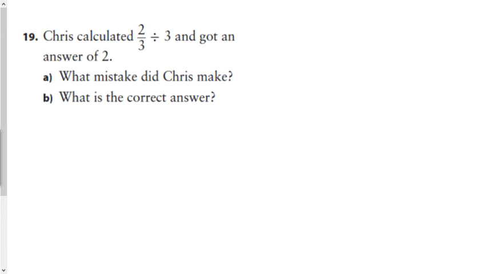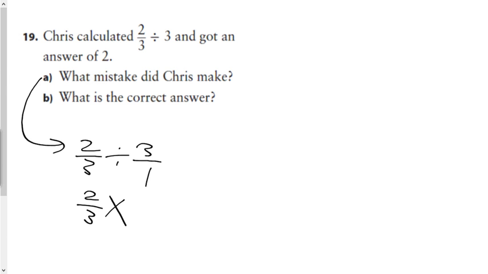Question 19, Chris calculated 2/3 divided by 3 and got an answer of 2. What mistake did Chris make? Well, Chris was kind of right. He knew that he was supposed to change that to multiplication, so he did that. But instead of using the reciprocal of 3, he just kept it as 3, and he got the answer of 2. What answer should he have gotten? He should have used the reciprocal of 3, which is a third, and got 2/9 instead. That would have been the correct answer. Poor Chris. Didn't do very well.